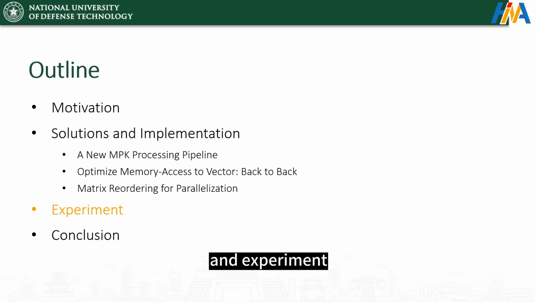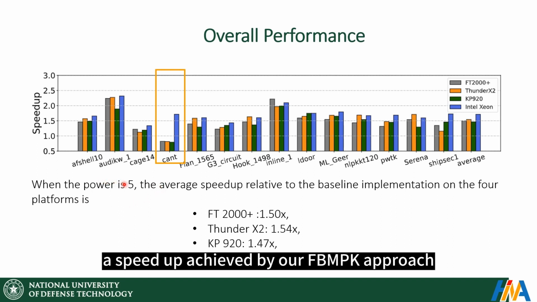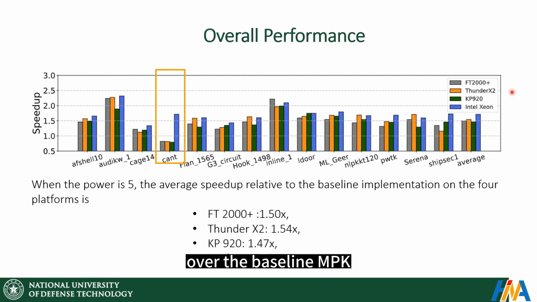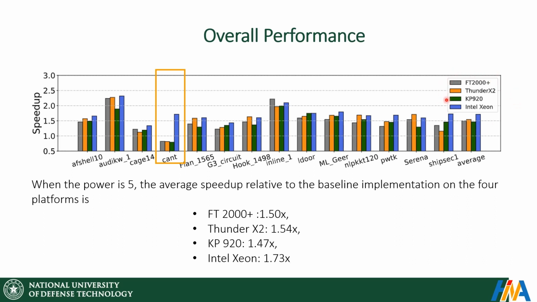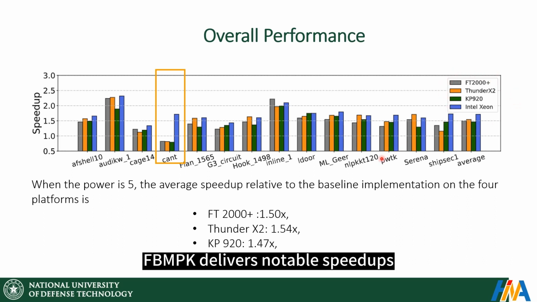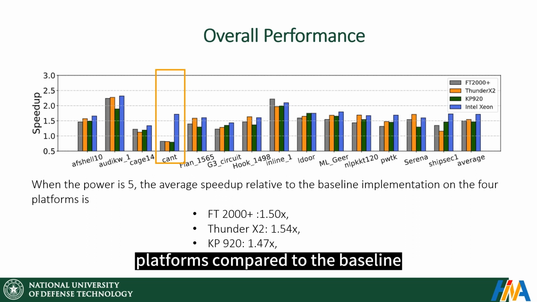And experiment. This figure reports the speedup achieved by our FBMPK approach over the baseline MPK on 4 platforms when power k equals 5. FBMPK delivers notable speedups for most input matrices. Our method achieves 1.5 times, 1.554 times, 1.47 times, and 1.73 times speedup on the 4 platforms compared to the baseline.